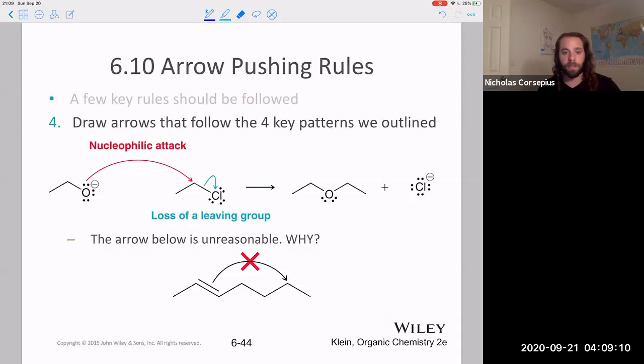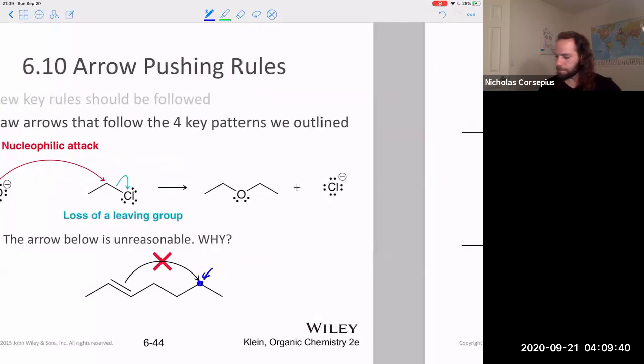Why would the arrow below be unreasonable? Well, because you're breaking carbon's octet. It also wouldn't fit into any of those categories. I mean, we did talk about how double bonds are nucleophilic, but this is not an electrophile, right? So you could tell that you're doing something incorrect by making sure that, one, you follow those rules, and two, you can see those arrows as falling into one of those categories. Okay.